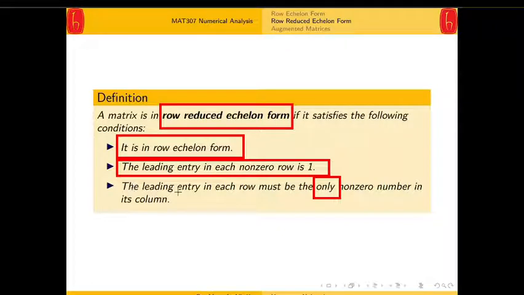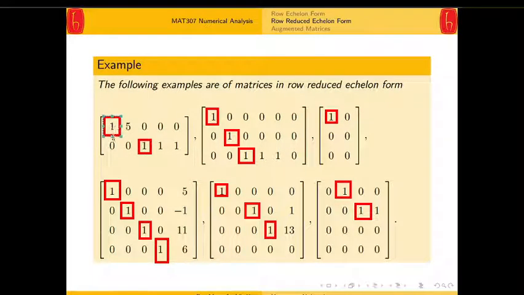What else? The leading entry in each row must be the only non-zero number in its column. Here, the leading entry of this row is 1, and it is the only non-zero entry in its column. The same holds for the leading entries in the other rows: each is the only non-zero element in its column.